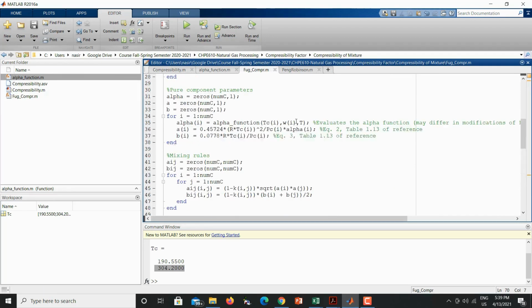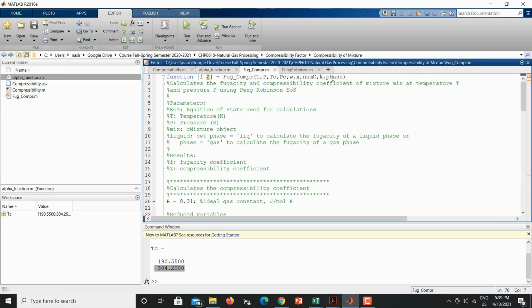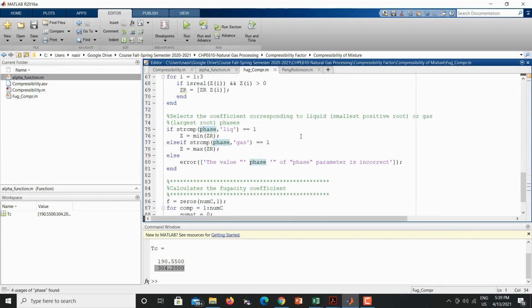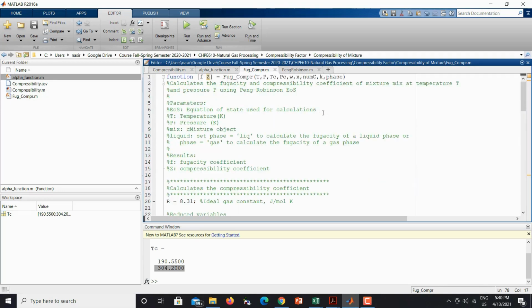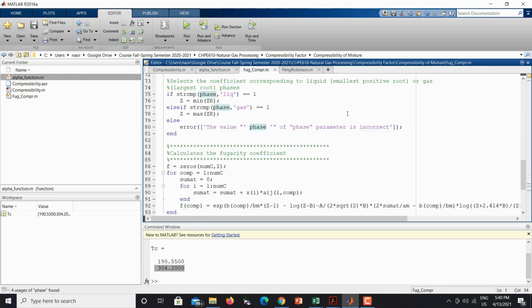For example, if you look at this function input, I put this phase. If you put phase equal to liquid, Liq, it means it will calculate the compressibility for the liquid. If you put phase equal to gas, it will calculate the compressibility for the gas. So you need to put either liquid or gas, depending on this information, which I will talk about a little bit after explaining this one.